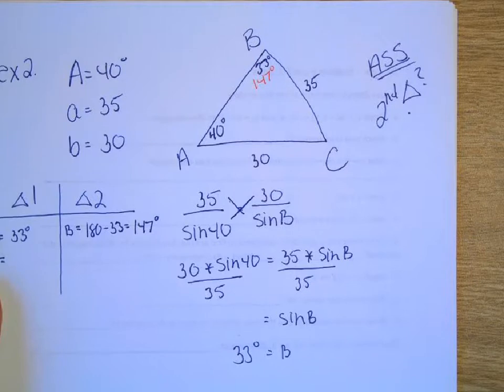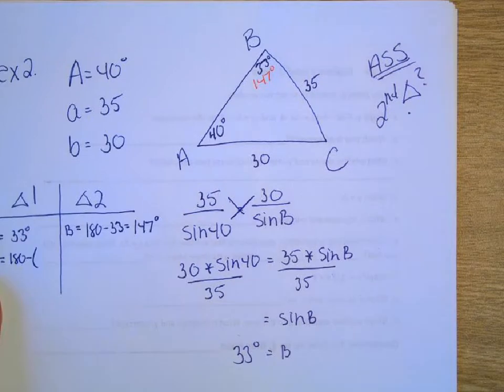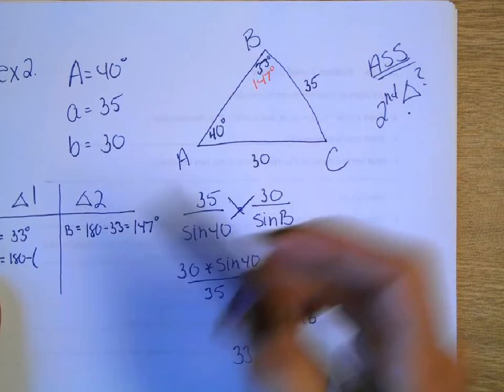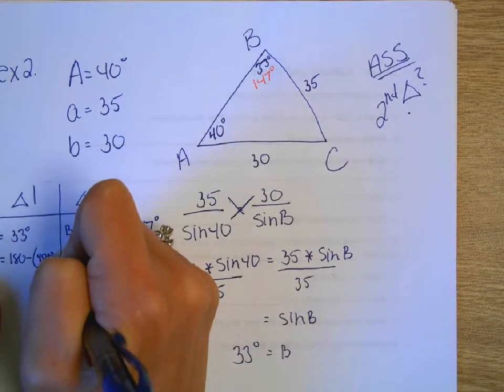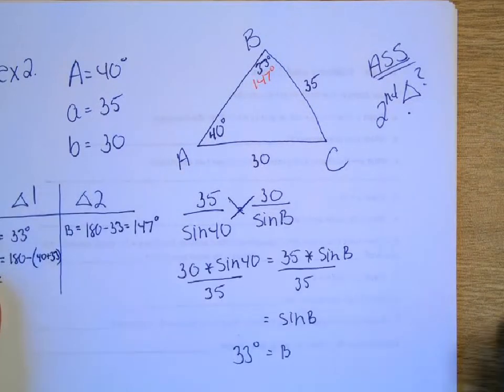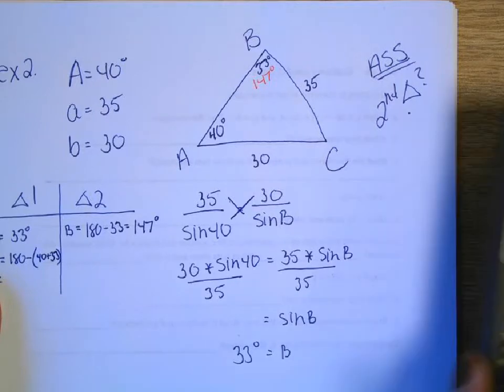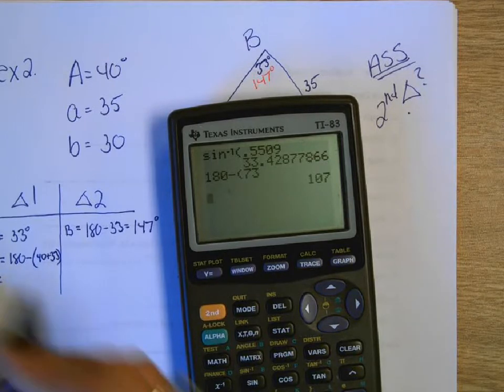Angle C is 180 minus the two that I know. What two angles do I know in my first triangle? 40 and 33. So 180 minus 73 gives C equals 107.